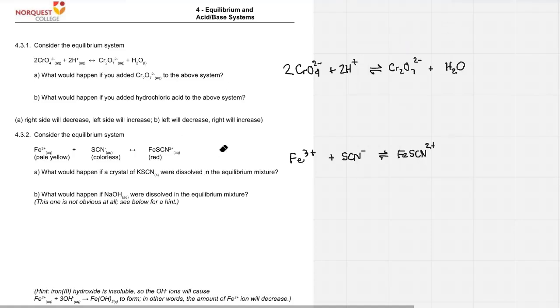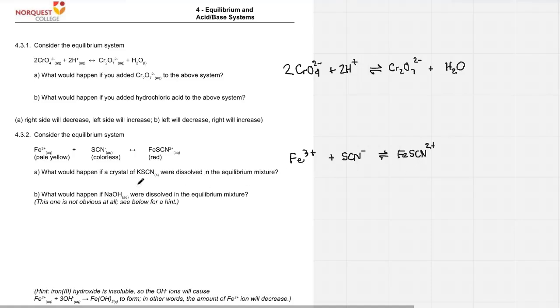This next one is iron reacting with the thiocyanide ion, and making iron thiocyanide. Is that thiocyanate? Rats. Sorry about that. Thiocyanate is SCN. Don't see that very often, so I am rusty on it. Okay, so same idea. It's an equilibrium. It has a left side, it has a right side.